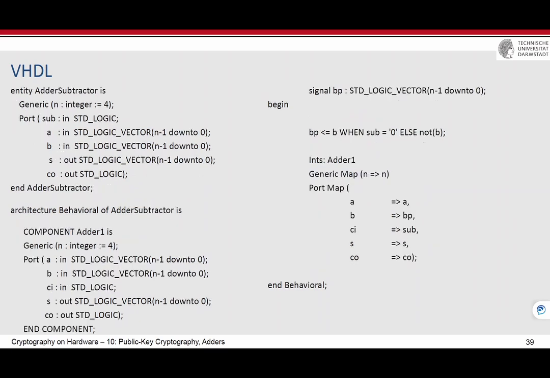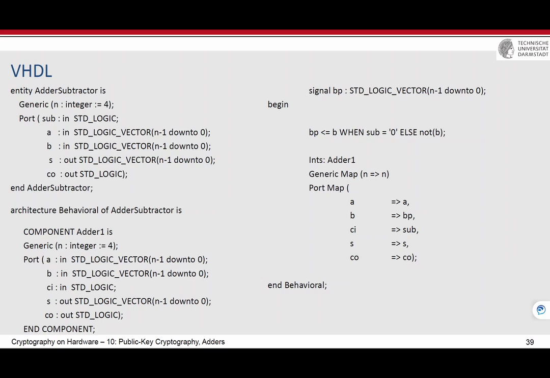If you want to build the adder and subtractor, it is the same way. You have one signal, sub, defining whether you want to do the subtraction or not. And then here it is just saying that when the sub is 0, then B is used as is, otherwise the inverse of B. And then you have also the adder with the carry in, and the carry in is sub, and that's all.